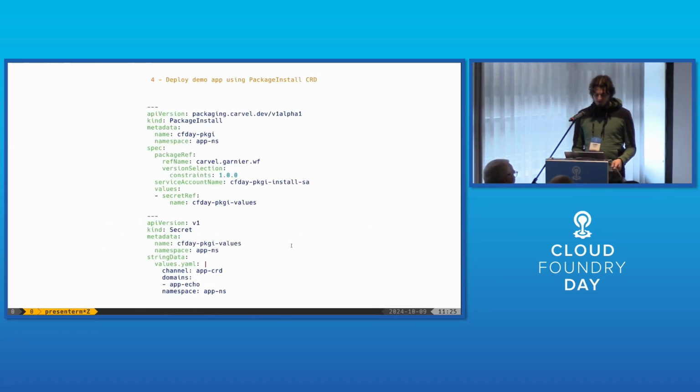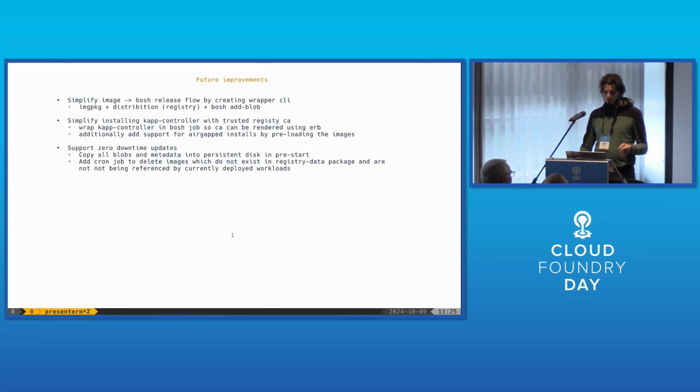So all that's left now is to use a package install CRD to actually install that package with a version and read some values from a secret. And that's what's being done now. While we wait, in the interest of time, we can go over future improvements. The workflow of getting those blobs into the release could be simplified. It's basically 3 different Go CLIs that are being used. That could all be integrated into one to make it easier.